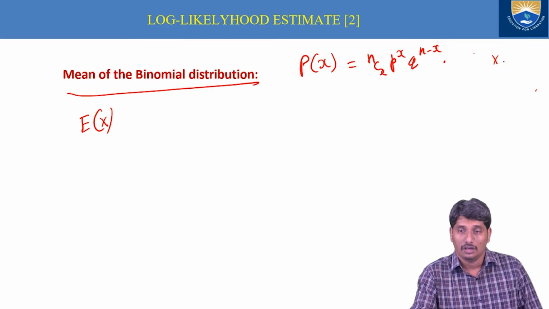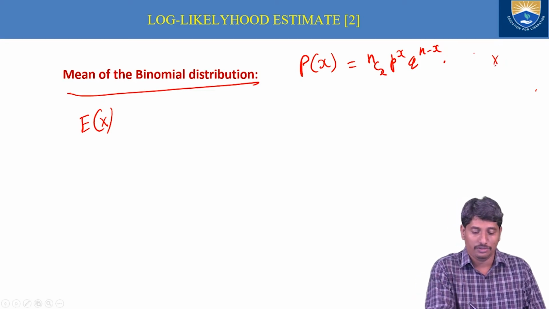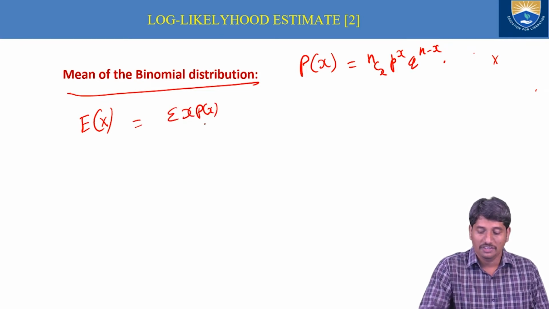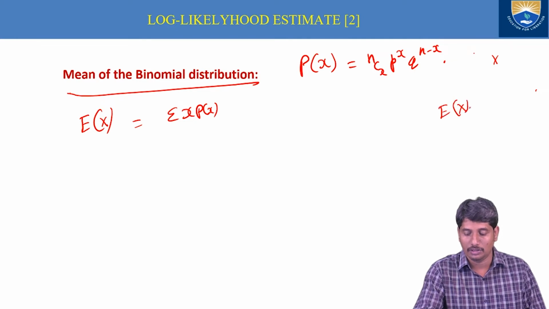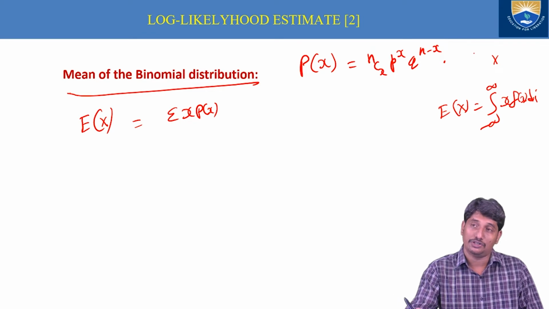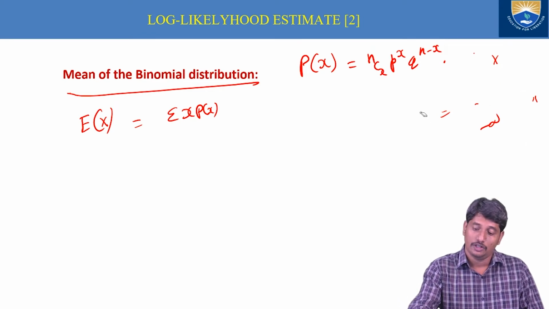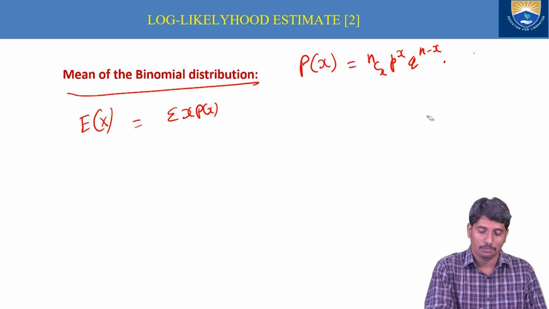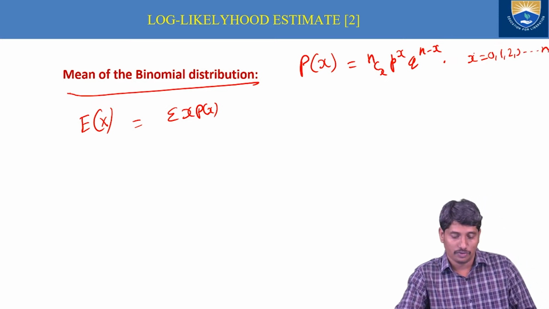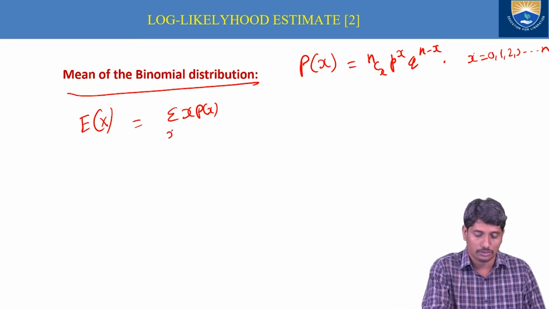For a discrete random variable, the formula of expectation is summation of x into p of x. If it is continuous, the formula will be the integral of x into f of x dx under the limits minus infinity to infinity. Under the discrete case it is summation, and in the continuous case it is integration. So when we come here, how many trials? Only n trials. X runs from 0, 1, 2, 3, and so on to n. So x is equal to 0 to n.